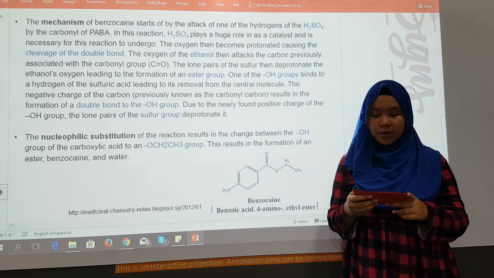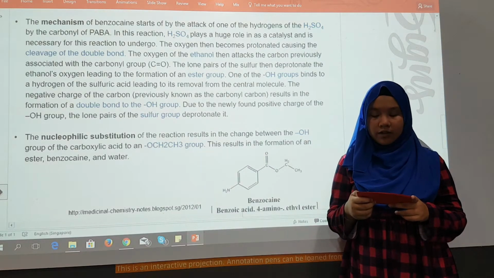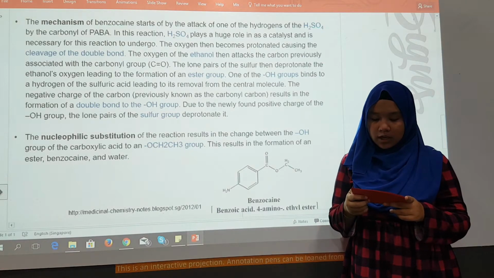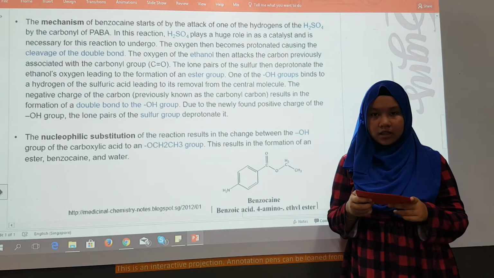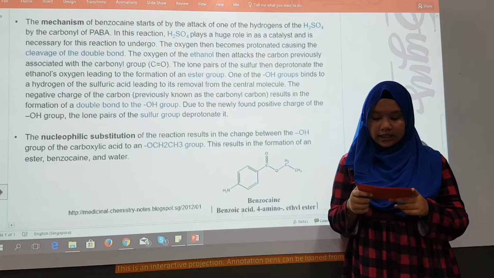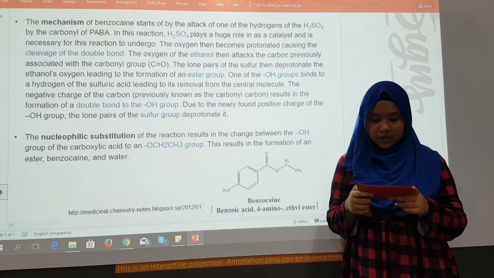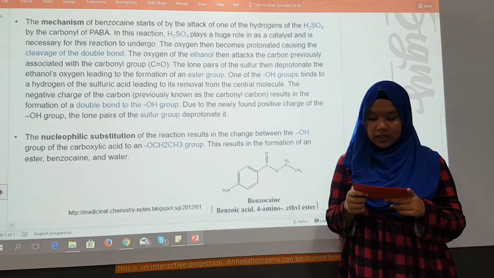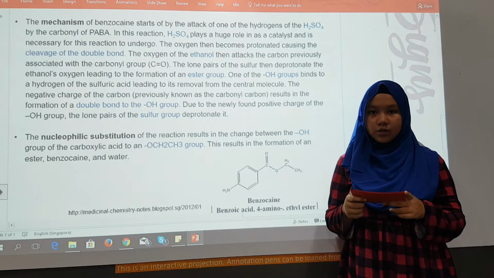The mechanism of benzocaine starts off with the attack of one of the hydrogens of the sulfuric acid by the carbonyl of PABA. The oxygen then becomes protonated, causing the cleavage of the double bond. The oxygen of the ethanol then attacks the carbon of the carbonyl group. The lone pairs of the sulfate then deprotonate the ethanol's oxygen, leading to the formation of an ester group.